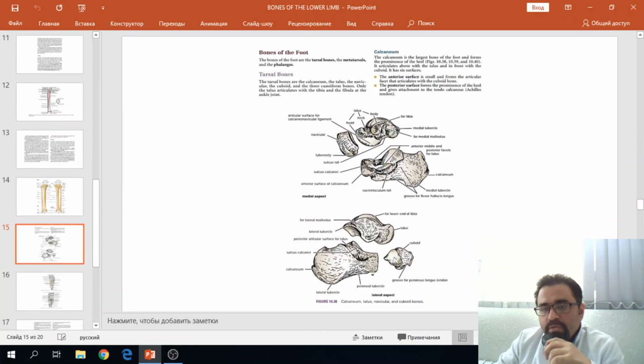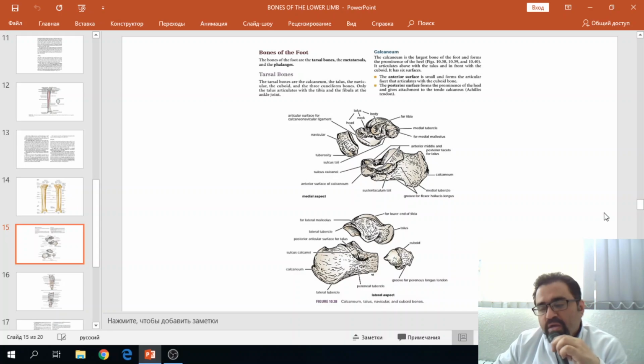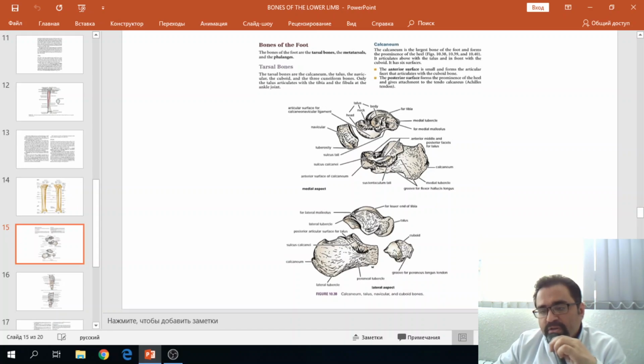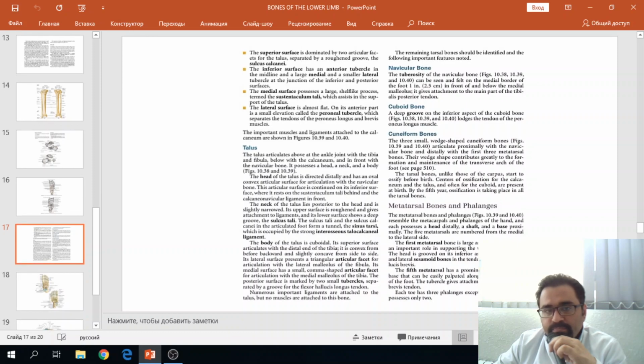Now, bones of the foot. We are going to name the bones of the foot. They are the tarsals, metatarsals, and then there are phalanges. There is no need to go into the details for a medical student. For the foot bones, we are just going to name them.